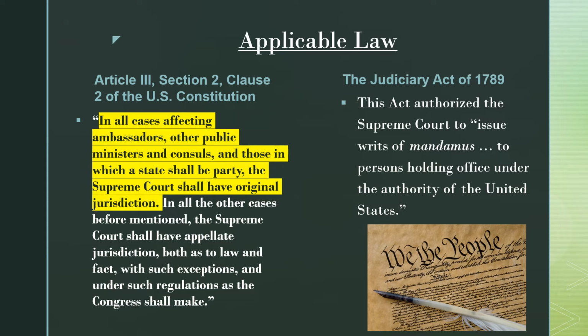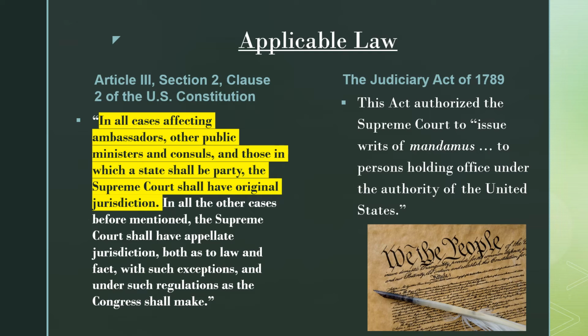The applicable law here comes from Article 3, Section 2, Clause 2 of the U.S. Constitution, which reads, "In all cases affecting ambassadors, other public ministers and consuls, and those in which the state shall be a party, the Supreme Court shall have original jurisdiction." In other words, this involves a federal employee at a high level, so the Supreme Court has to hear the case and not a state court.